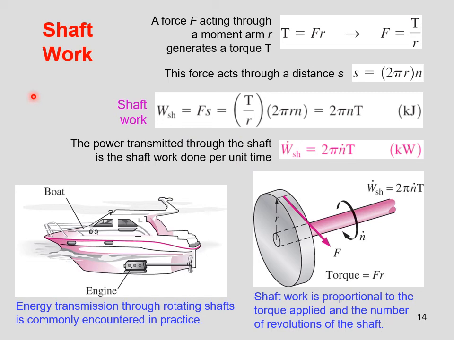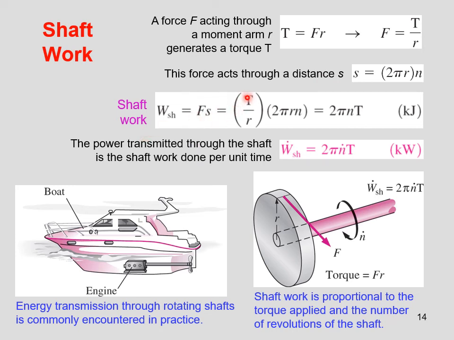Another kind of work you can have is what's known as shaft work. Again, because you can have a force moving through a moment arm, generating a torque. So a torque equals force times R. You can take this equation, solve it for F. Then you can calculate what's known as the shaft work.